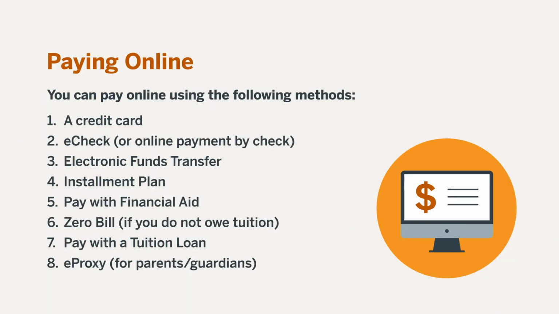You can pay online using the following methods. A credit card. A 2.3% credit card convenience fee will be assessed for tuition charges. E-check or online payment by check. Electronic funds transfer, installment plan, pay with financial aid, zero bill if you do not owe tuition, pay with a tuition loan, or e-proxy for parents, guardians.